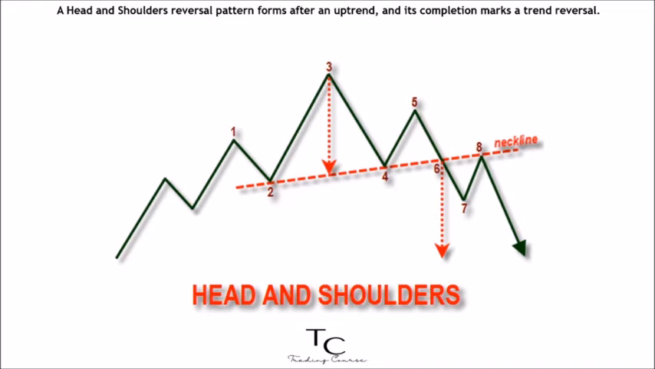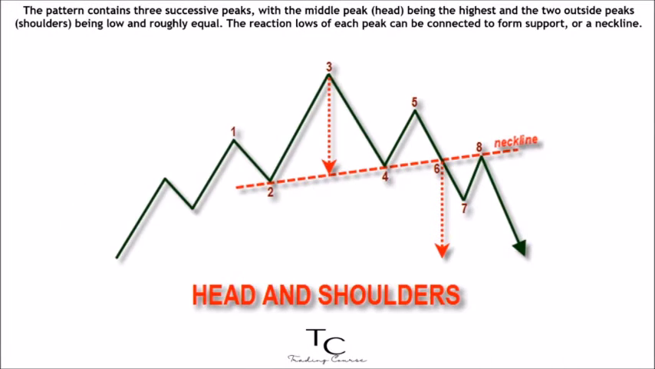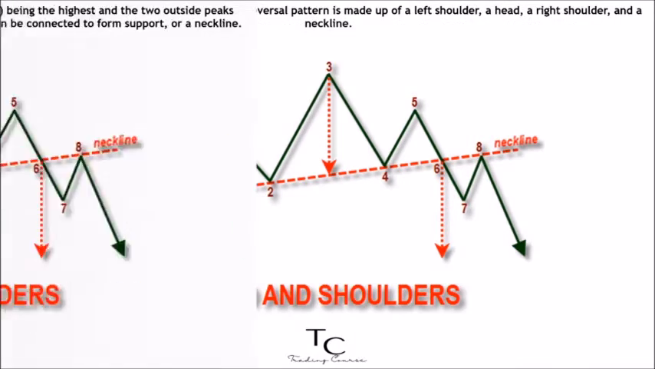A head and shoulders reversal pattern forms after an uptrend, and its completion marks a trend reversal. The pattern contains 3 successive peaks, with the middle peak, the head, being the highest and the 2 outside peaks, the shoulders, being lower and roughly equal. The reaction lows of each peak can be connected to form support or a neckline.